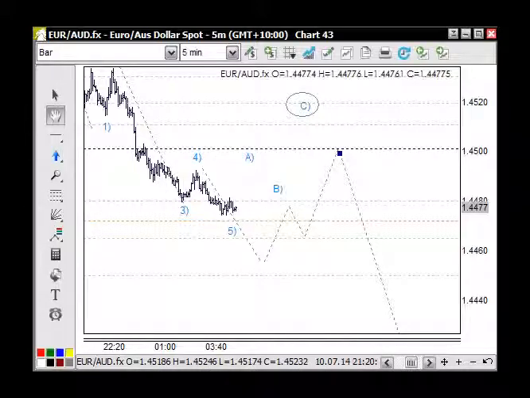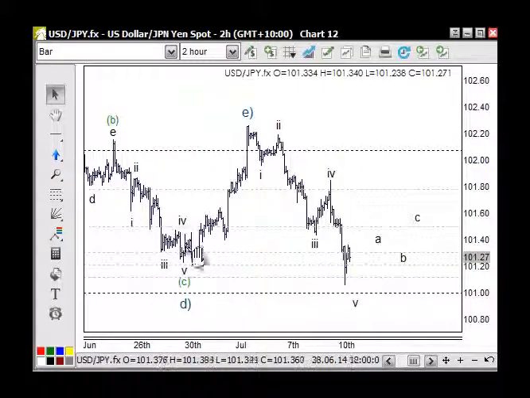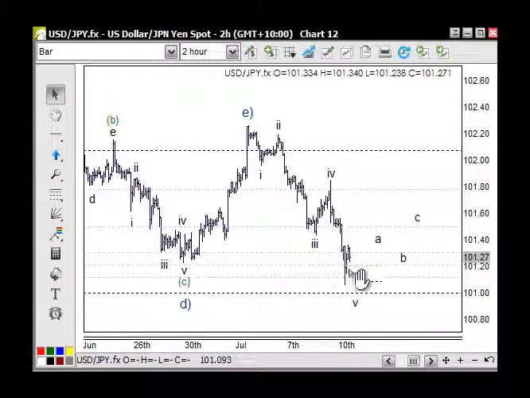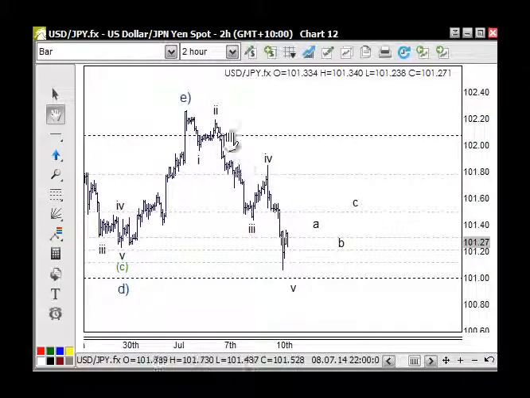The yen crosses. I'm just going to start with the US dollar yen as well. We were looking for an A and a B and a C wave up through to here for wave E, but that's not the case. Now we've got 5 waves down through here, so we need to bring wave E into here. So this 5 wave structure down through to here, I think there's 1, 2, 3, 4, 5.